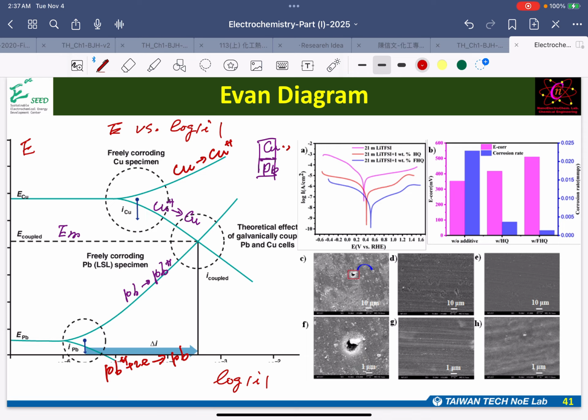So if you put the two metals together, the one with the lower potential will corrode. The one with the higher potential would be maintained, so that we maintain the couple status. So in this case, the lead would dissolve, but the copper ion would be reduced. So that's called galvanic corrosion.